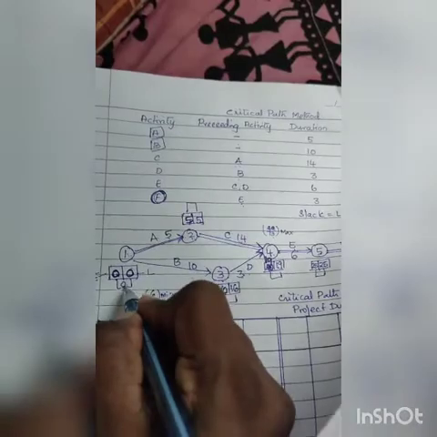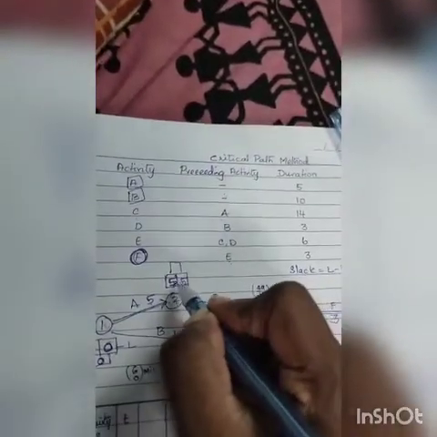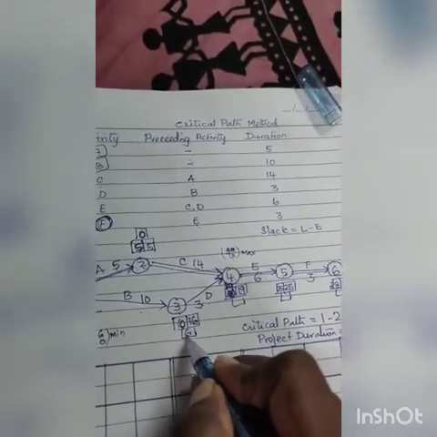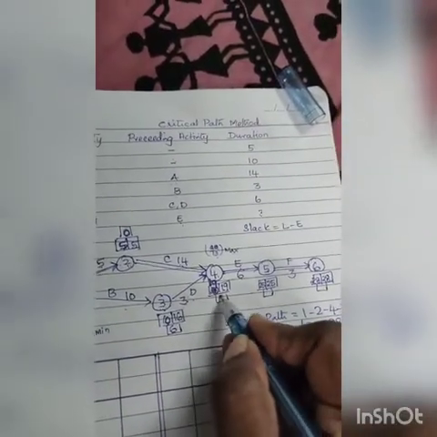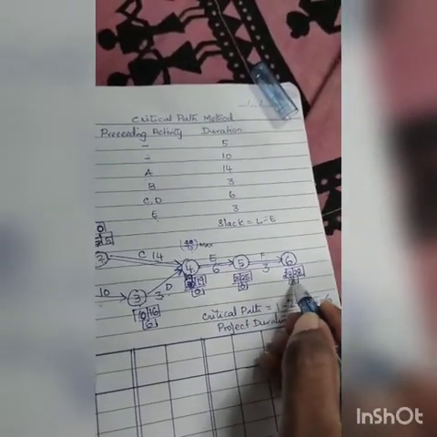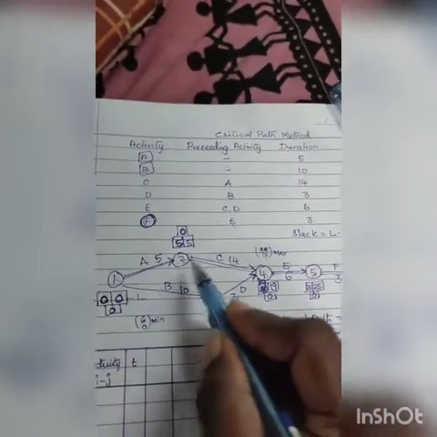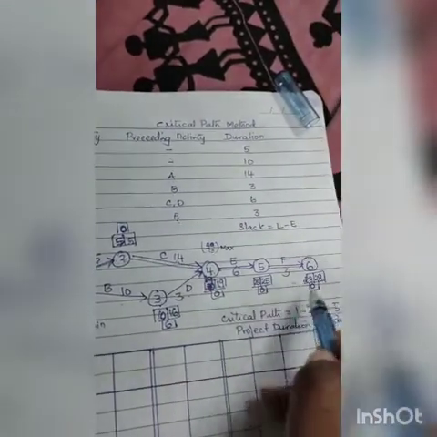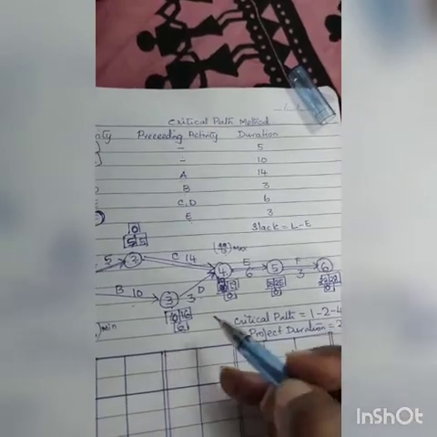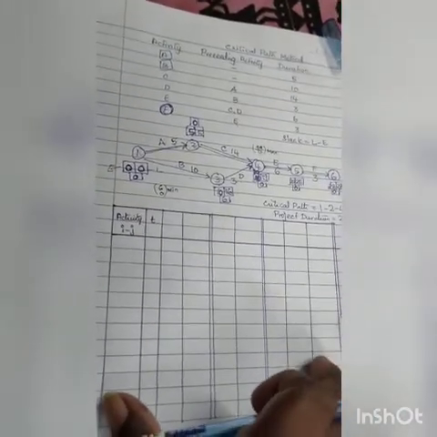So 0 minus 0 is 0. 5 minus 5, 0. 16 minus 10, 6. 19 minus 19, 0. 25, 25, 0. 28, 28, 0. If you notice, the nodes in the critical path have slack 0, and this node which is not in the critical path has a slack of 6. So now we have found slack. Now I'm going to fill in the table.